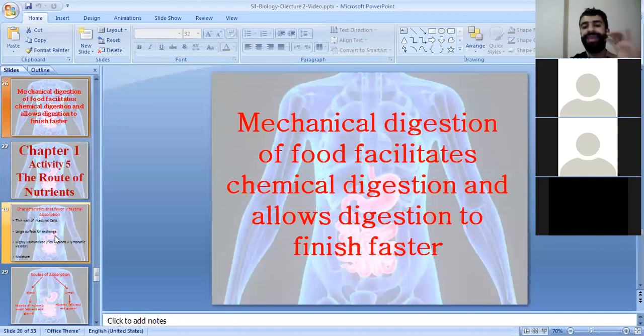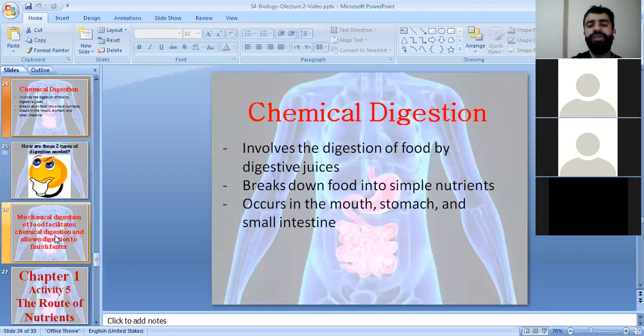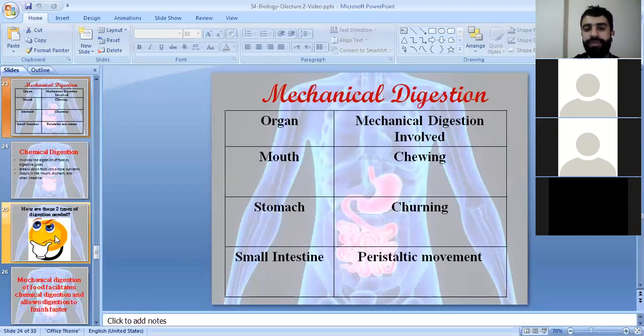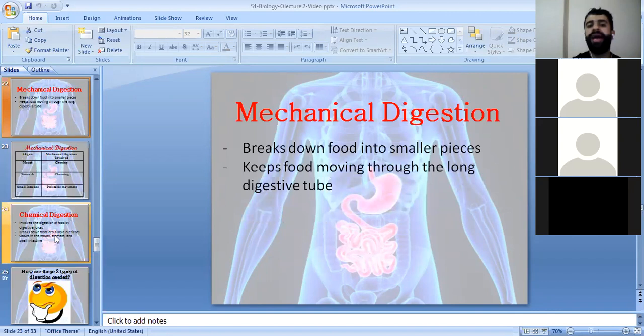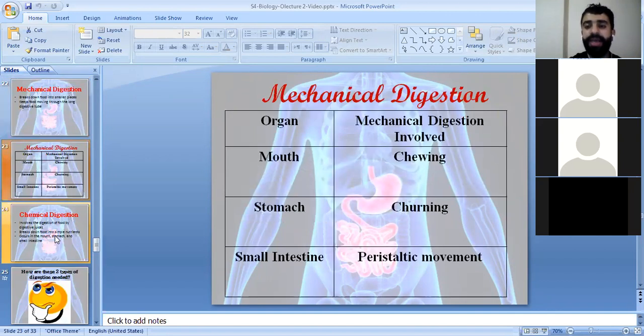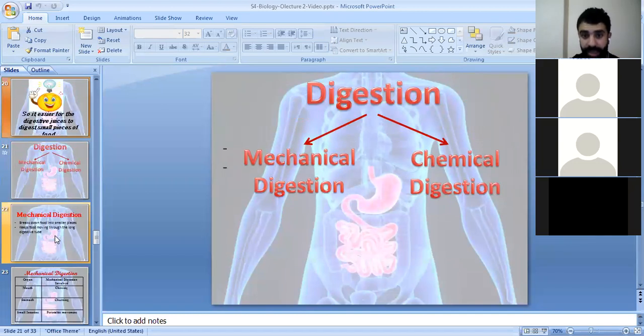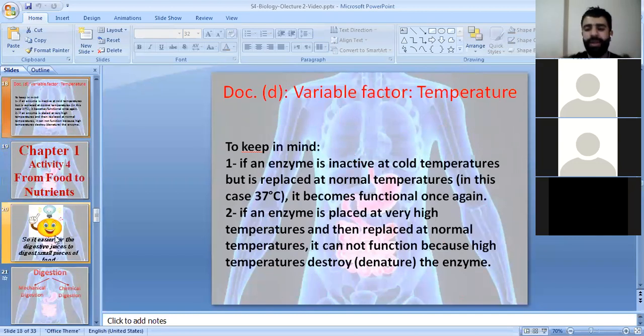You have to know that mechanical digestion facilitates the chemical digestion and allows the digestion to finish faster. Chemical digestion is the digestion using digestive juices. Mechanical digestion breaks down food into smaller pieces, with chewing in the mouth, churning in the stomach, and peristaltic movement in the small intestine. And you have to know that high temperature destroys the enzyme. It does not function again, even when it's back at 37, while at an inactive temperature, let's say 0 degrees, it can work again if it's placed at 37.